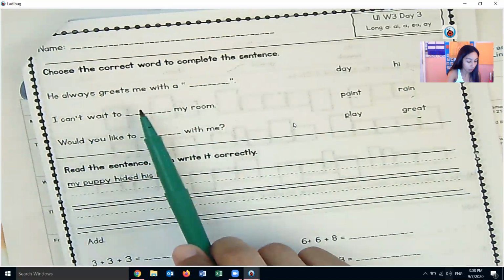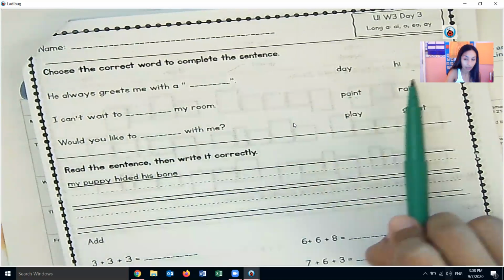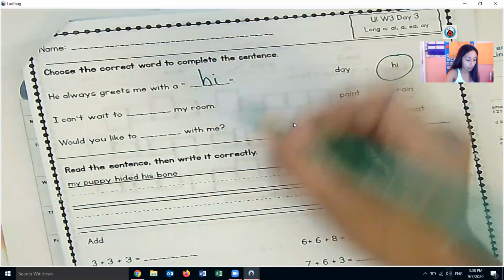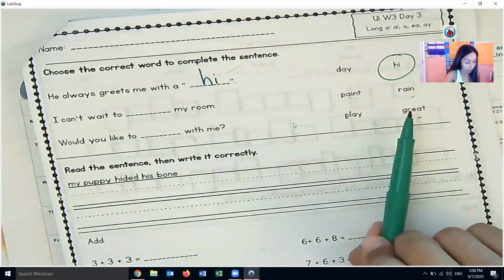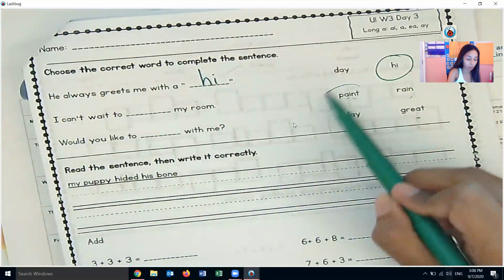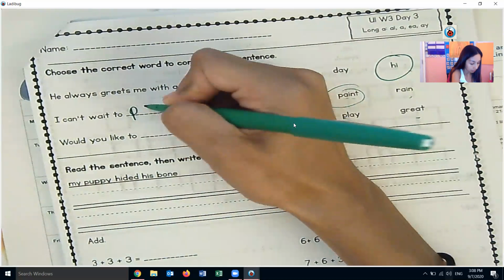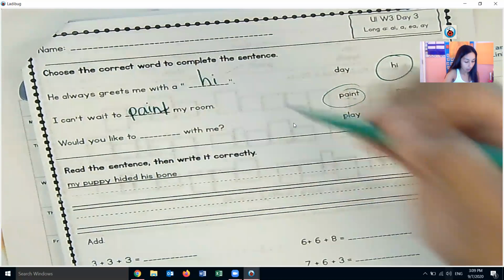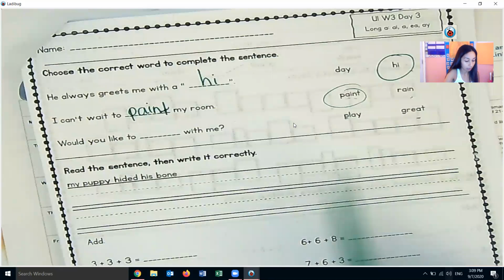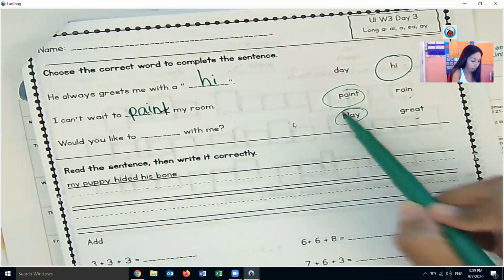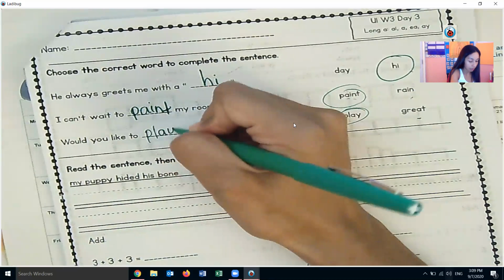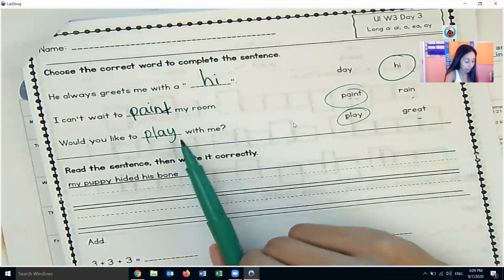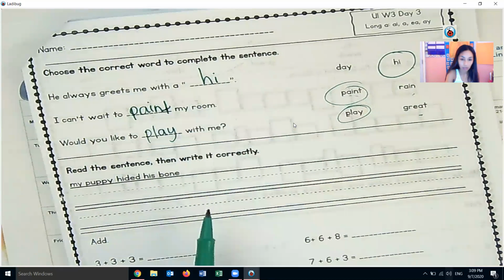He always greets me with a hi. Hi makes more sense. I can't wait to paint my room. Paint makes more sense there. Would you like to play with me? And all of these words, actually not all of them, but these 2 do have the long A sound, paint, play.